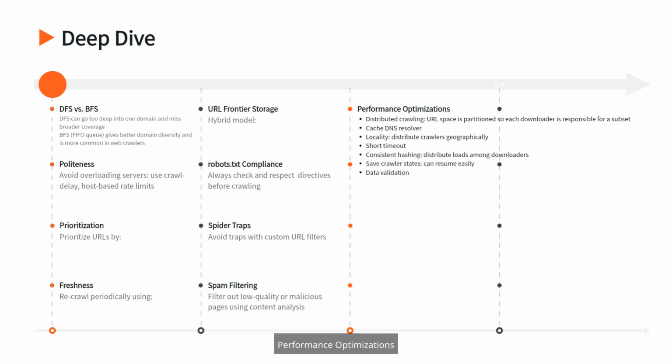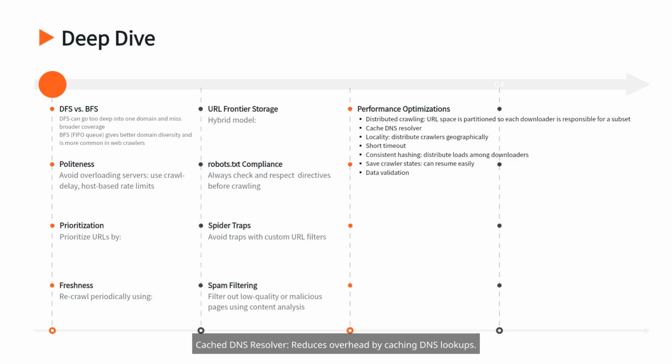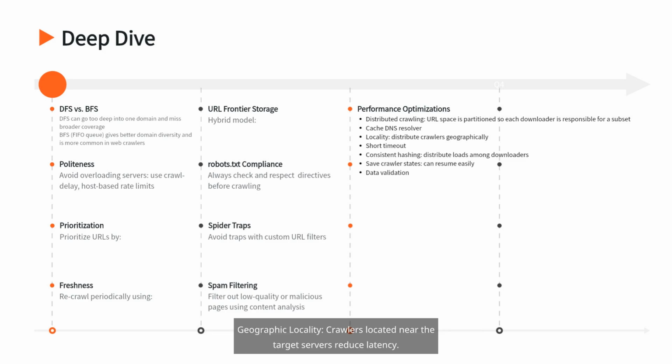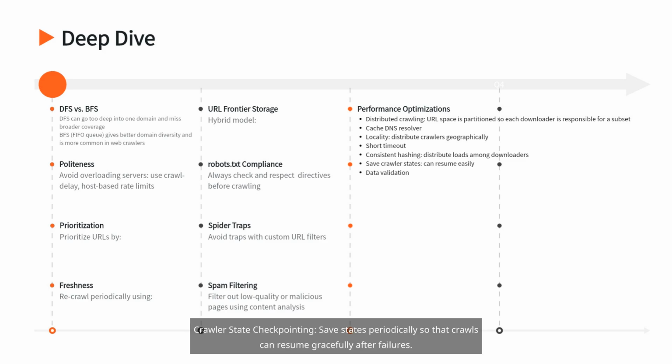9. Performance optimizations. Distributed crawling. Assign different URL subsets via consistent hashing to different crawler nodes. Cached DNS resolver reduces overhead by caching DNS lookups. Geographic locality. Crawlers located near the target servers reduce latency. Short timeouts. Helps avoid delays from slow or unresponsive servers. Crawler state checkpointing. Saves states periodically so that crawls can resume gracefully after failures. Data validation. Ensure that downloaded content is not corrupted and matches expected MIME types or formats.